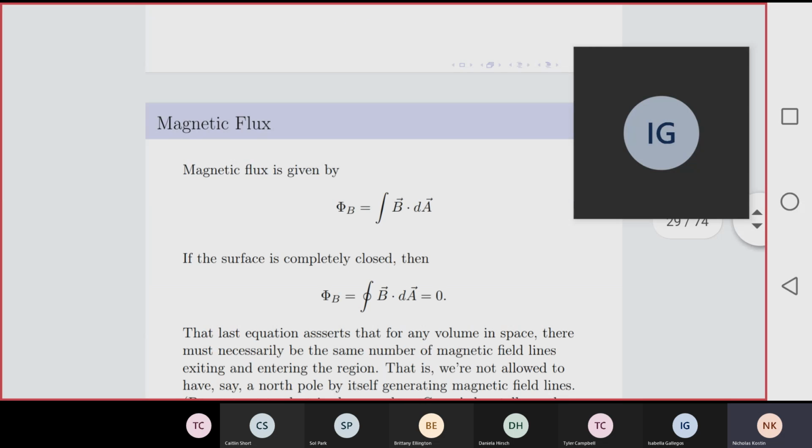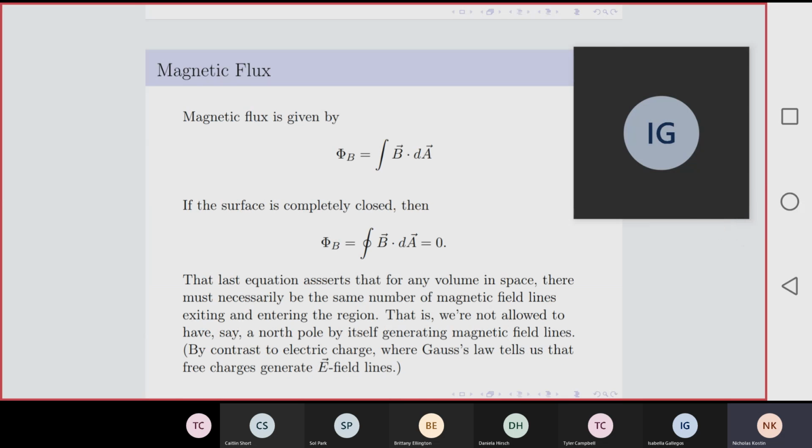Okay, magnetic flux. This is sort of just an intermittent topic that came up in block 3. Magnetic flux is obviously very similar to electric flux. It's the same principle, except with a magnetic field instead of an electric field. It's the integral of B dot dA.